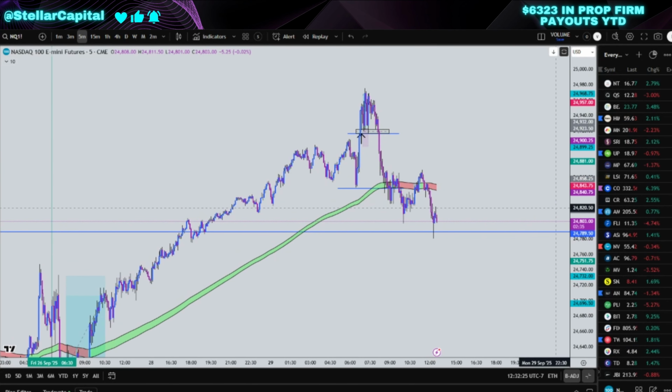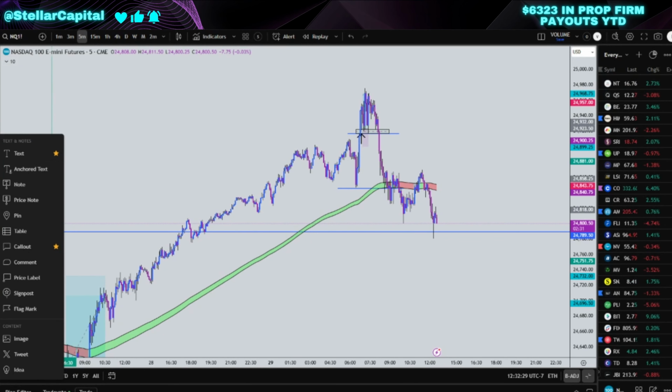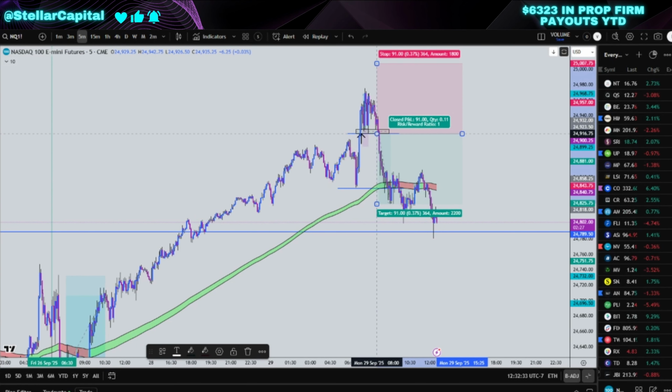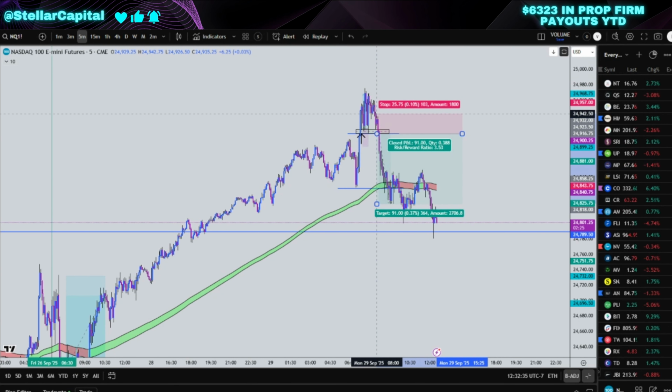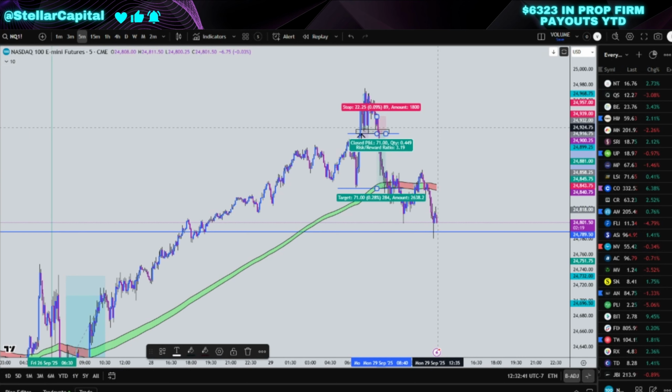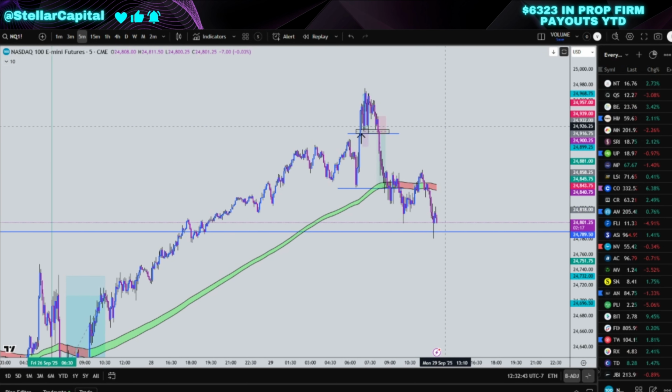Today, once you failed your opening range, fair value gap right here, you immediately inverted, and then you ended up going to the bottom of the ORB range. So there was a trade. Sometimes it works, sometimes it doesn't.